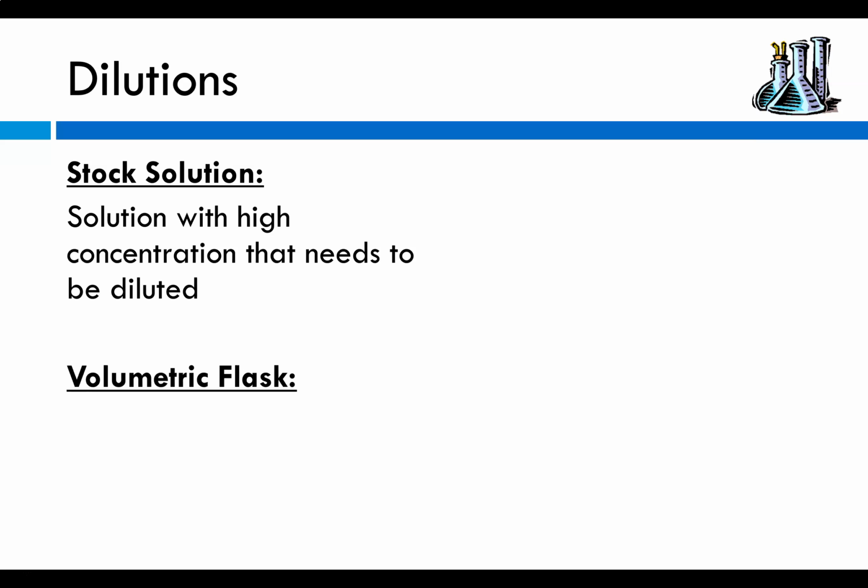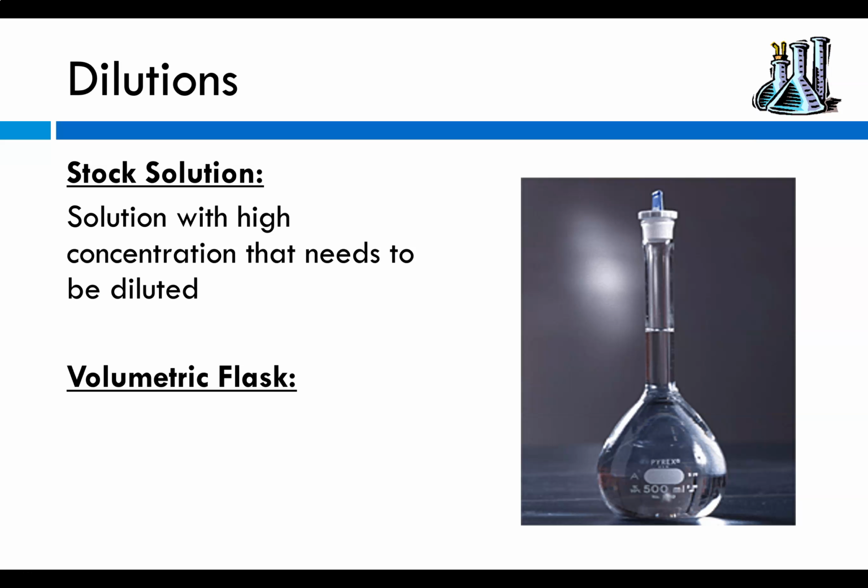Anytime we go to make a solution or a dilution, we tend to use a volumetric flask. A volumetric flask looks like this, where you have a bulb at the bottom and then a very, very skinny neck. I don't know if you can see it in this picture, but there's usually a little line somewhere on that neck called the fill line.